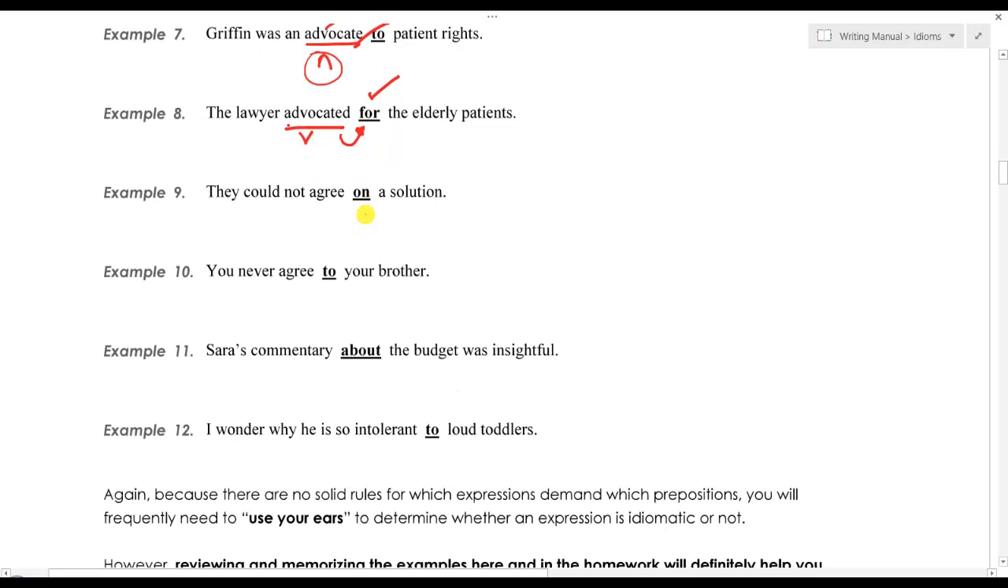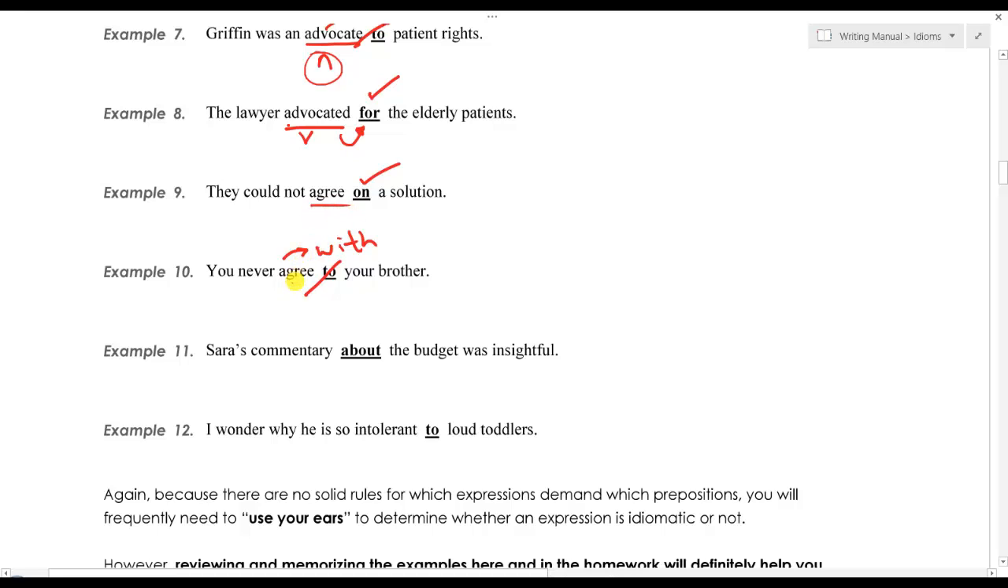They could not agree on a solution. That is perfectly correct. Agree on something. You never agreed to your brother. No, that is not correct. You do not agree to a person. You agree with a person.